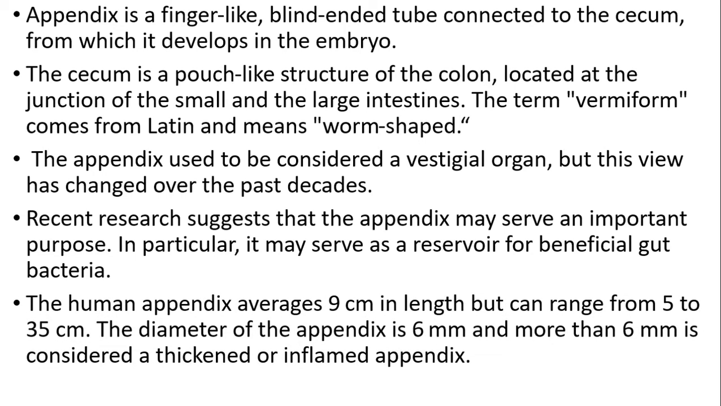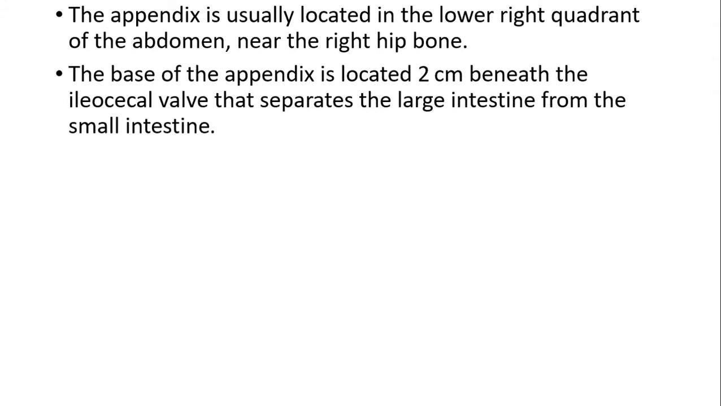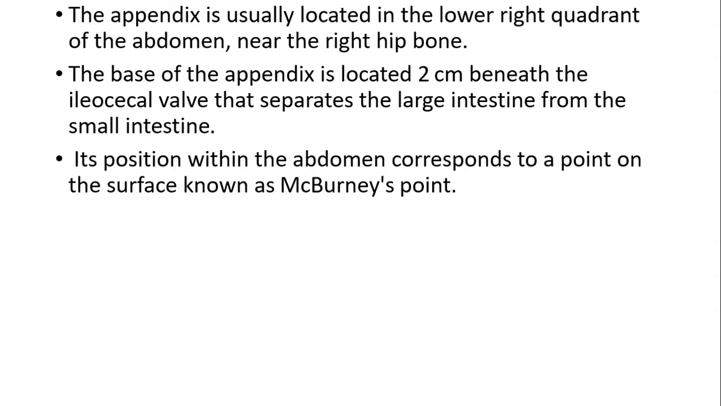The human appendix averages 9 cm in length but can range from 5 to 35 cm. The diameter of appendix is 6 mm, and more than 6 mm is considered as thickened or inflamed appendix. Appendix is usually located in the lower right quadrant of the abdomen near the right hip bone. The base of the appendix is located 2 cm beneath the ileocecal valve that separates the large intestine from the small intestine. The position within the abdomen corresponds to a point on the surface known as McBurney's point.